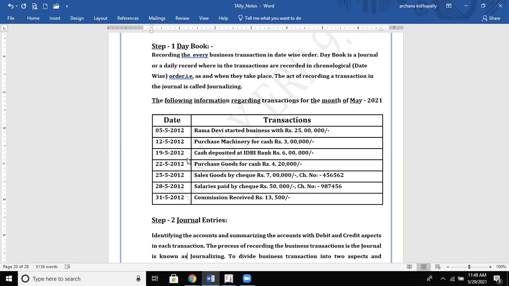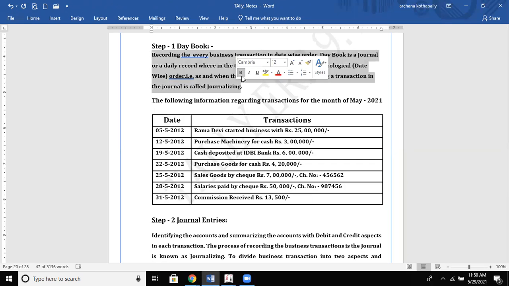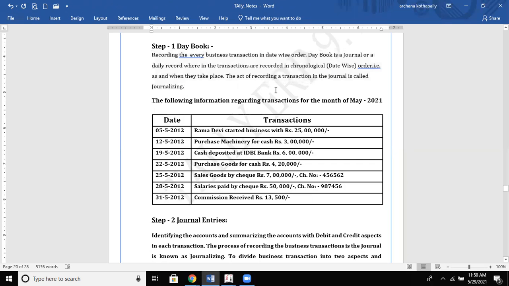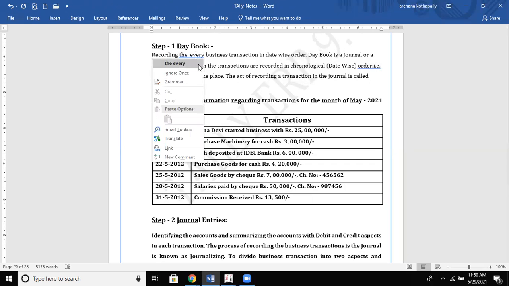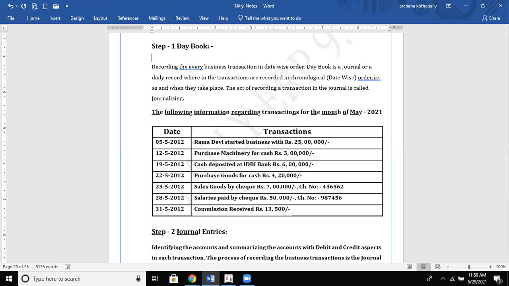Recording every business transaction in date wise order. So what is day book? Day book is all about recording the business transactions in the day wise order. So you're going to maintain it in a day wise order. And day book is a journal. So what exactly is a day book? Let's see what exactly is a day book. So it is a journal.